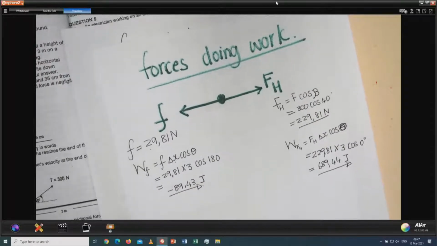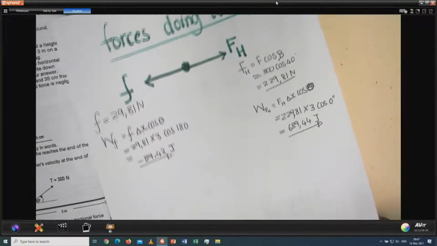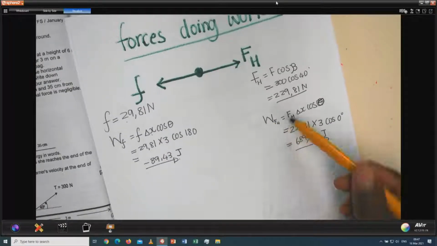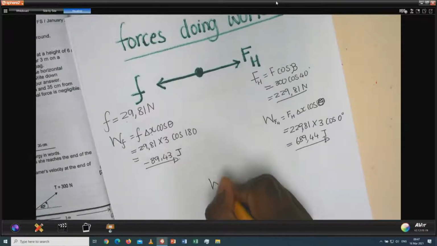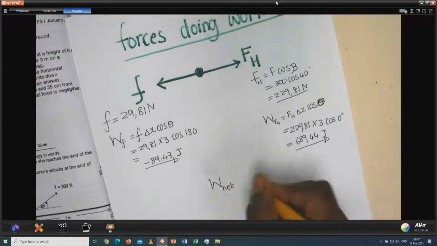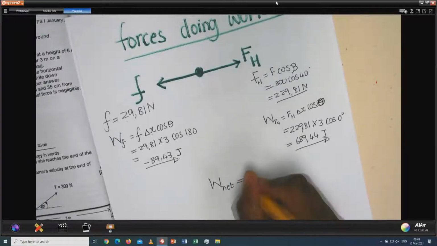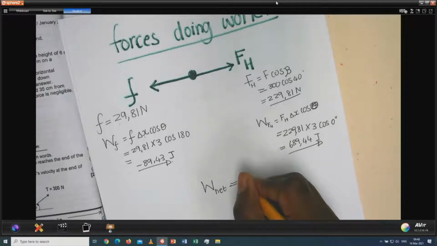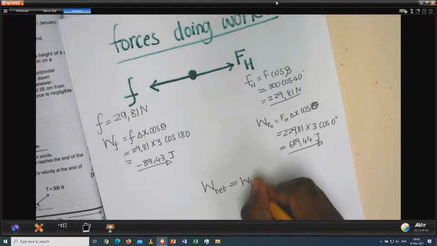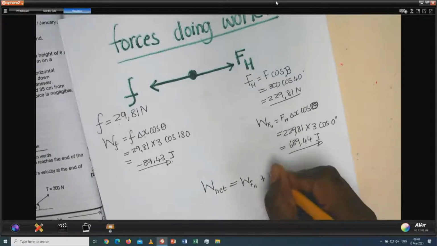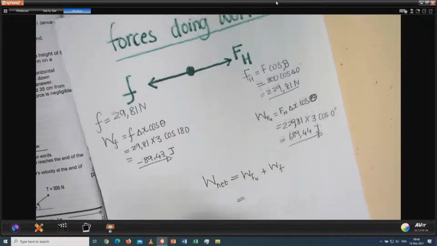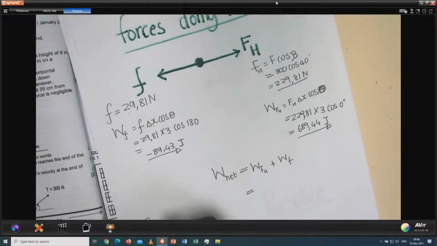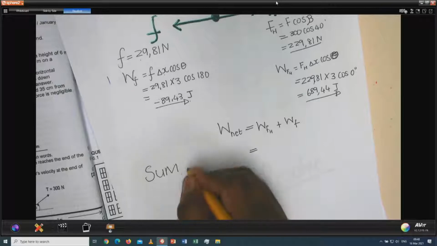Say, calculate the net work done. The net work done is the sum of the work done by each of the forces. So you can say the net, the word net means sum of, that is you add things together. So it's the work done by the horizontal component plus the work done by the frictional force. Net work, sum of the work done. Sum, not sum like in language, sum like this. Sum, plus.